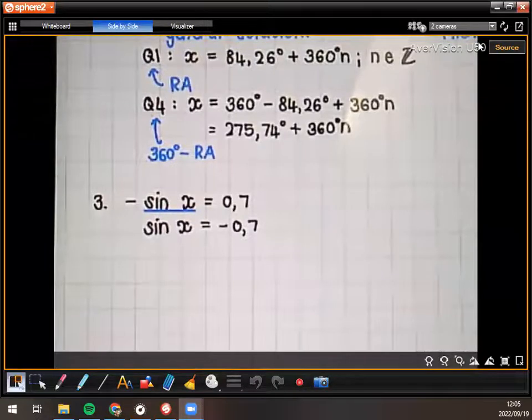So that's step 1 done. Now guys, can you remember what we did with angle of inclination? If the gradient was negative, to get the reference angle, did we actually type in that negative value? No, we took the positive value.